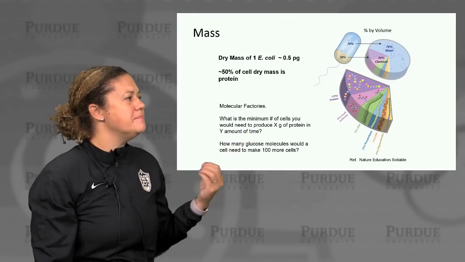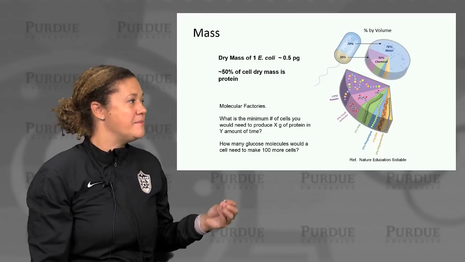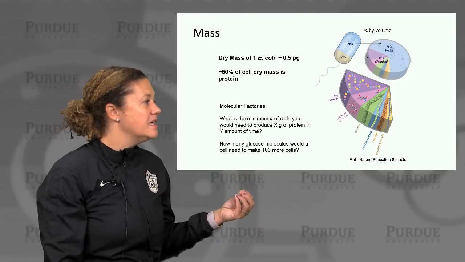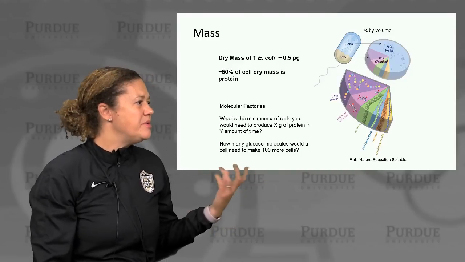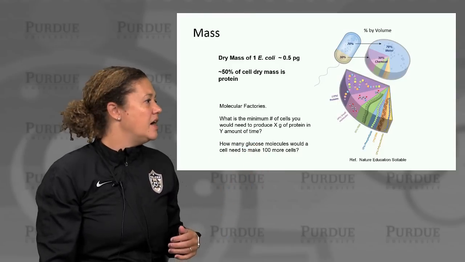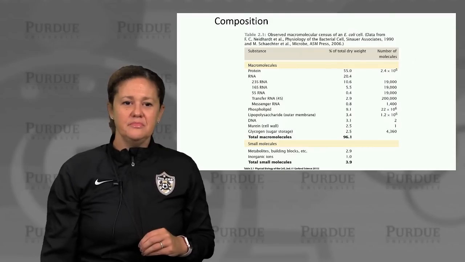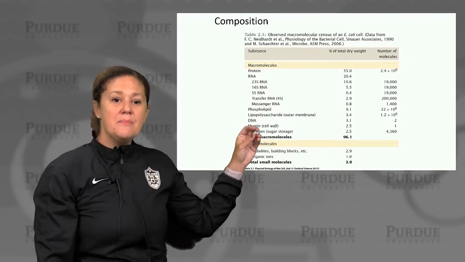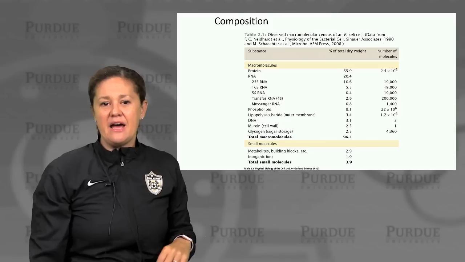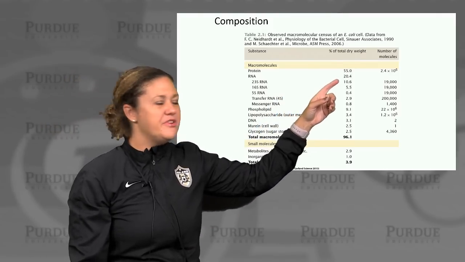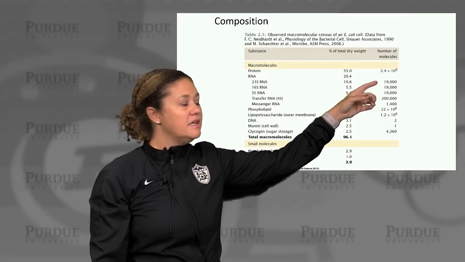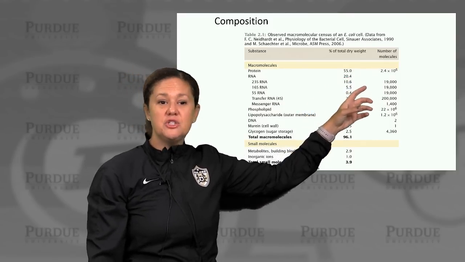So you might ask yourself, what's the minimum number of cells you would need to produce X grams of some protein in Y amount of time, right? Or how many glucose molecules would you need to make 100 more cells? So that would be important in both the mass and energy balance of your system to define really what's realistic for your case. So now looking not only on dry weight, but also on a number of molecules point of view. So we said E. coli is about a half a picogram, and about 50% of that dry mass is protein. That translates to a couple million, about 2 times 10 to the 6th, individual molecules.